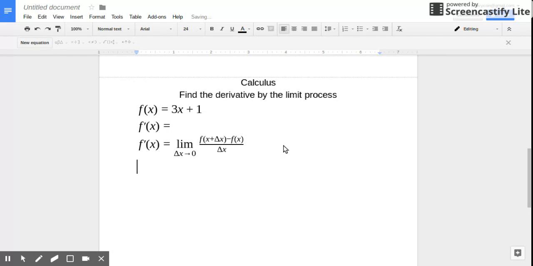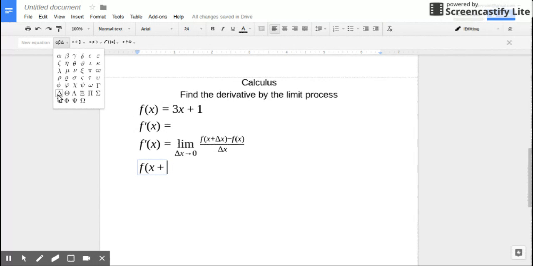All right. Okay. So the first thing I'm going to want to do here is find this so we can plug this into our formula. We want to find f of x plus delta x. That's the very first thing that we want to find. So remember, x plus delta x gets substituted in right here for this x. F of x plus delta x.